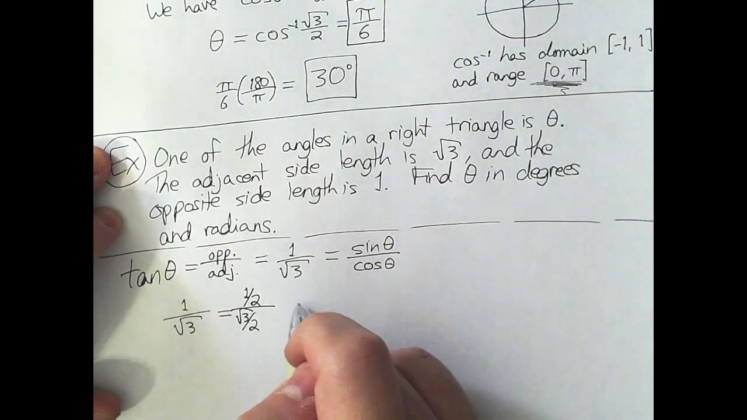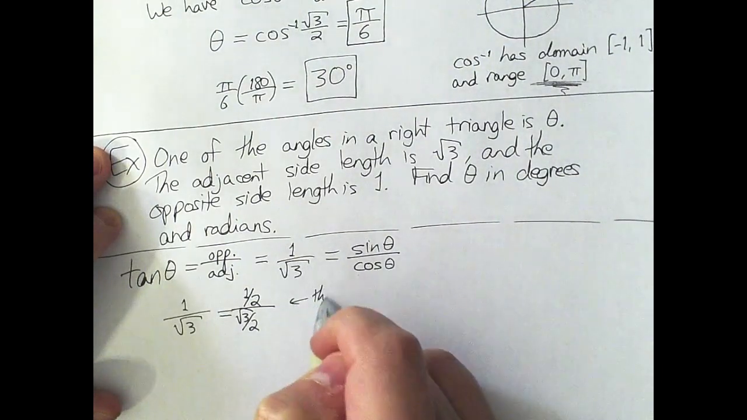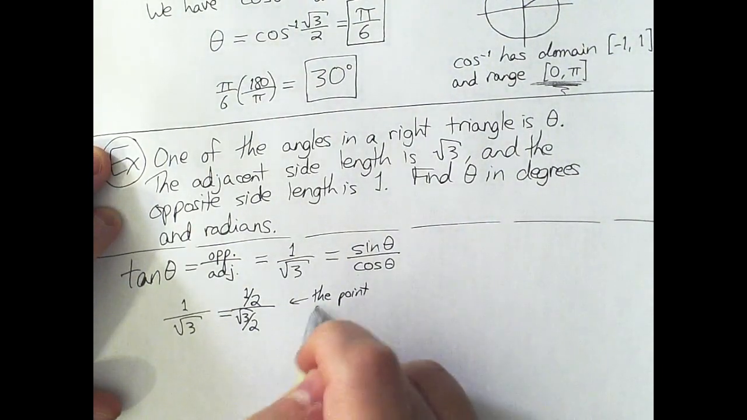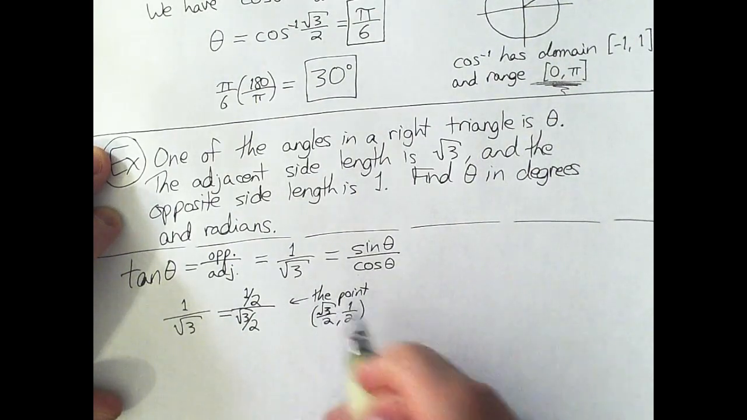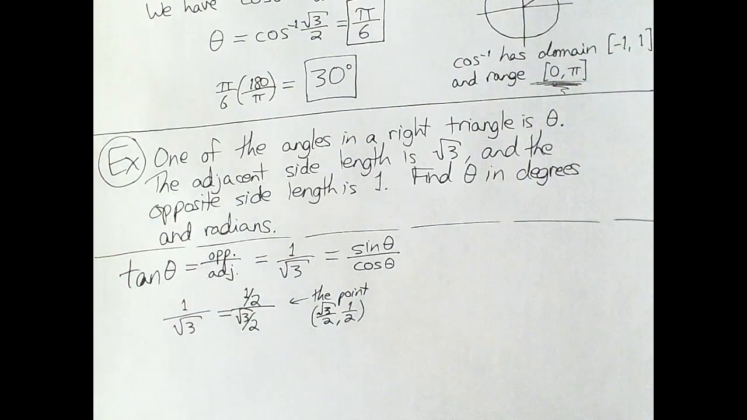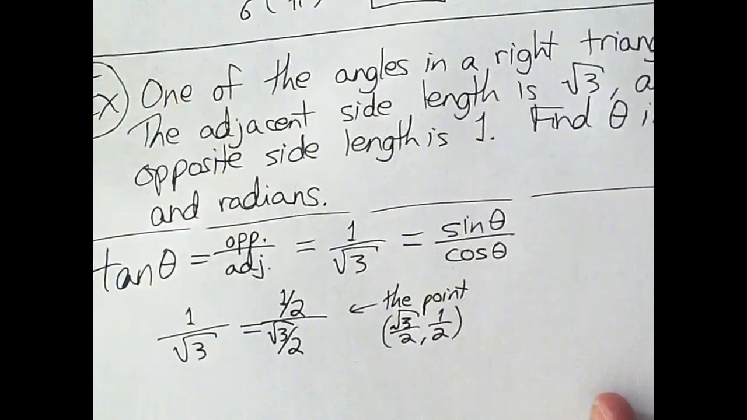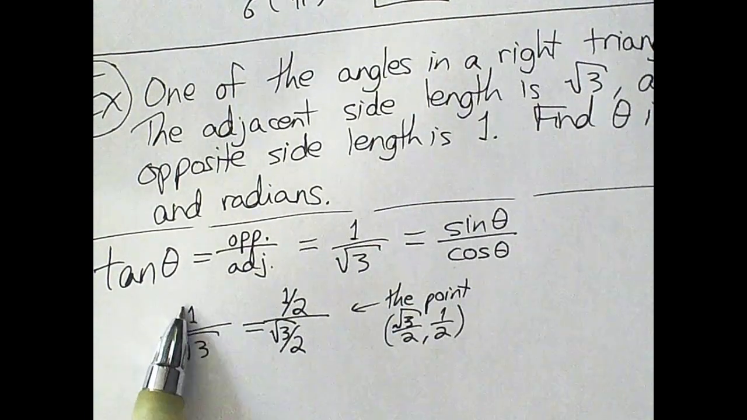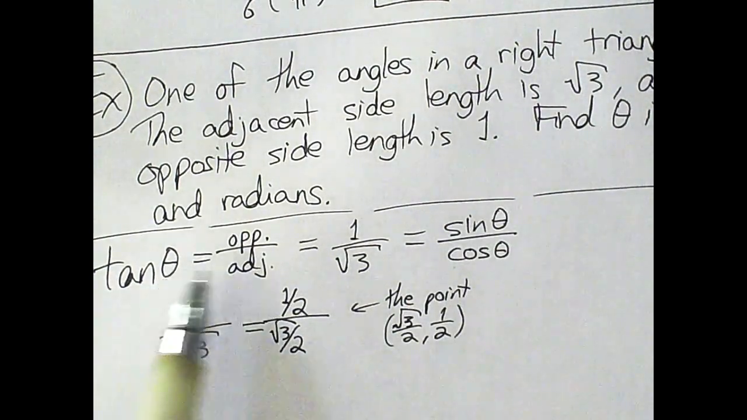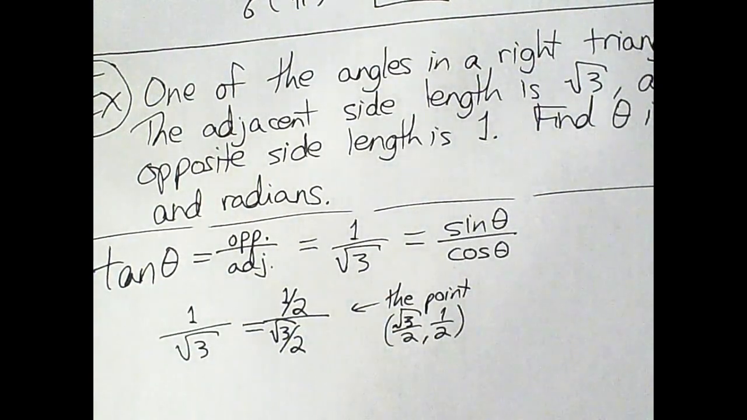So I'm thinking about the point, square root of 3 over 2, comma, 1/2. That point on the unit circle, I'm zooming in a lot today because I feel like I'm writing small. Maybe I'll try to just write bigger. This point on the unit circle has this for sine, this for cosine, which simplifies to 1 over square root of 3. So tangent of theta equals 1 over square root of 3.